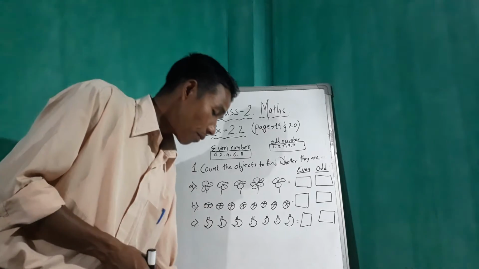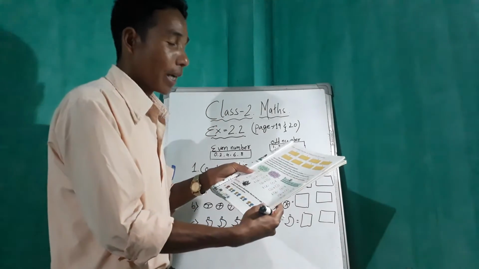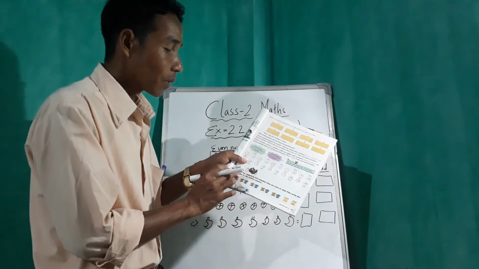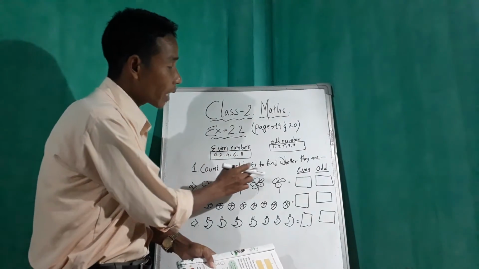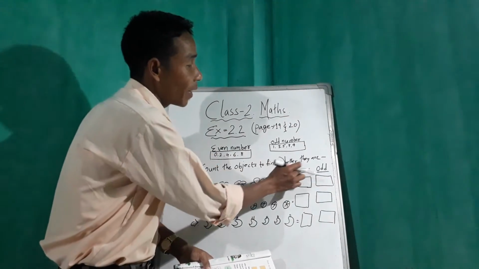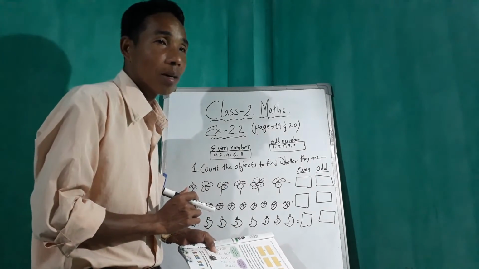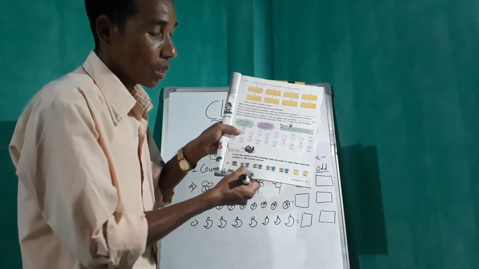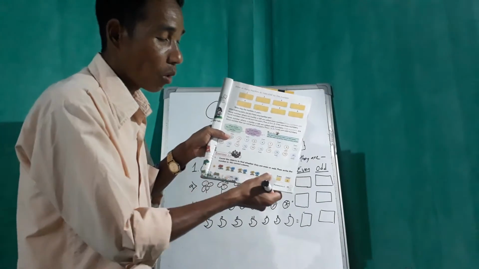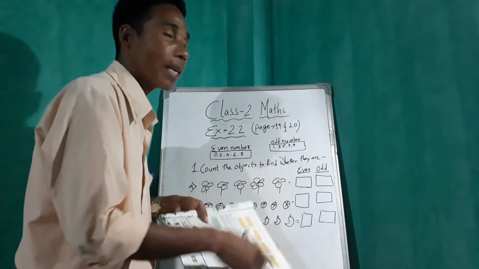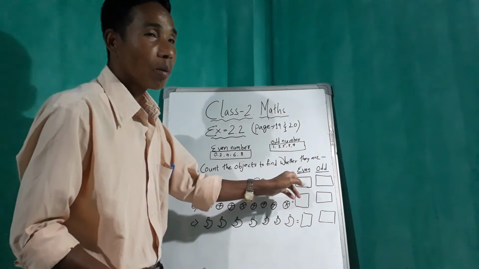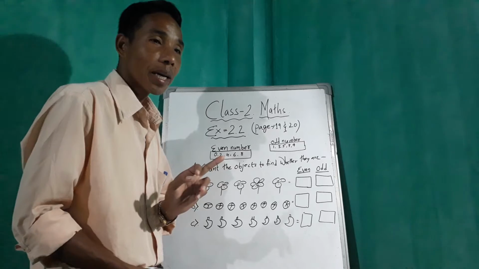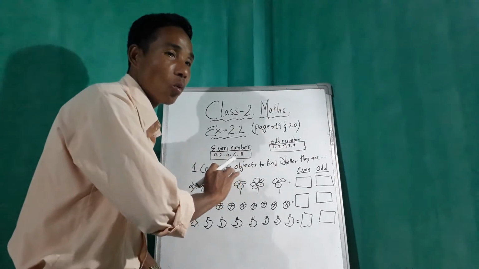So, in number 1, look, question number 1 is written: count the objects to find whether they are even numbers or odd numbers. The objects are already given here, we just have to count the flowers, and we have to write whether they will be even numbers or odd numbers. Everyone look here on the whiteboard.